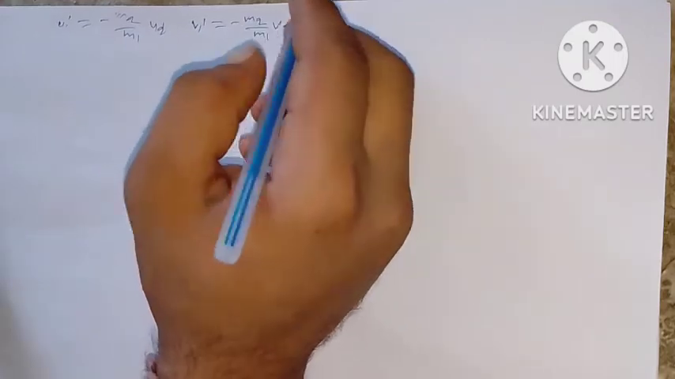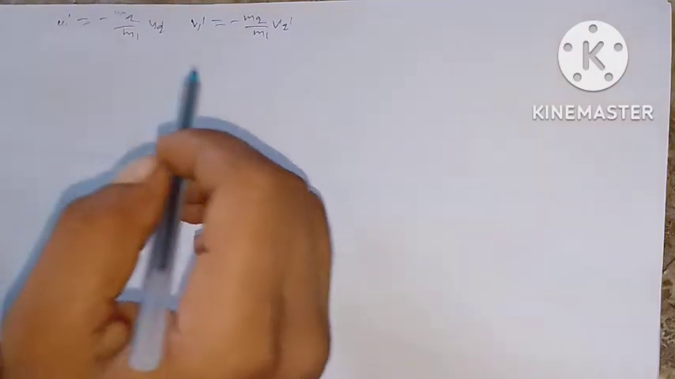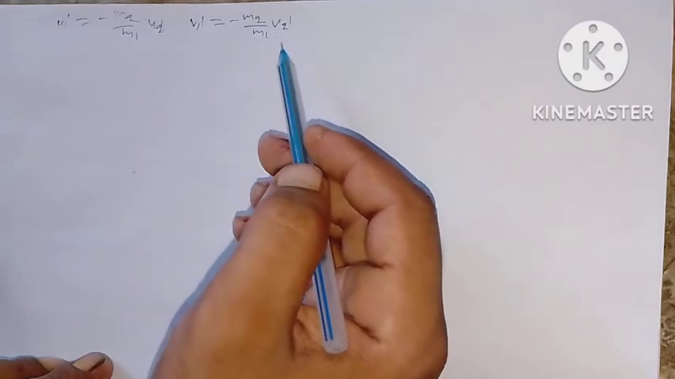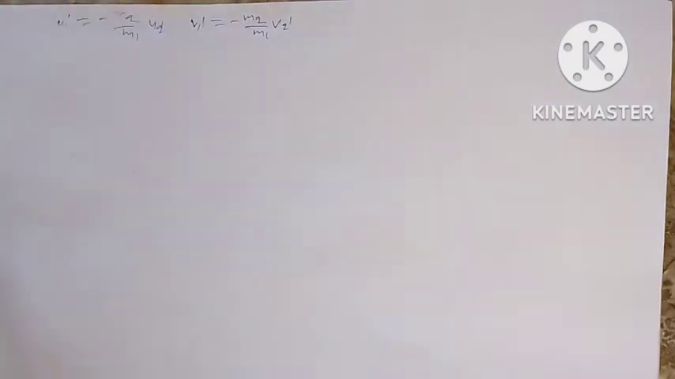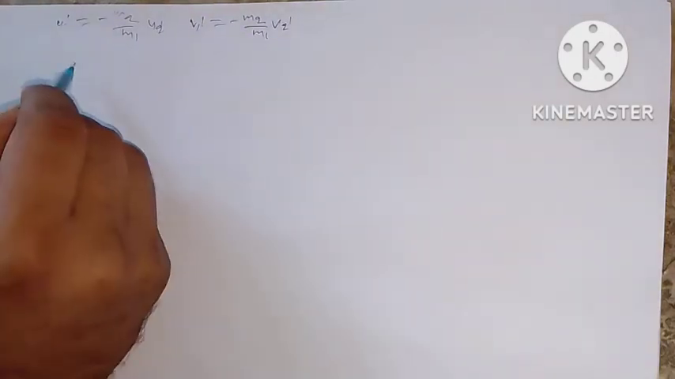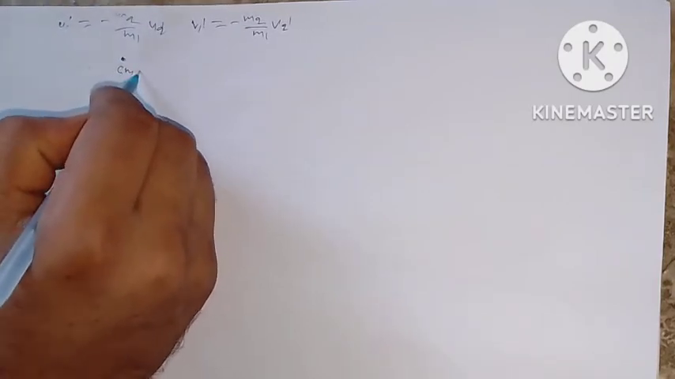The negative sign indicates that u1' and u2' act along the same straight line in opposite directions. Similarly, v1' and v2' also act along the same straight line in opposite directions, as shown in the figure. You can also show this figure, where this is the center of mass.